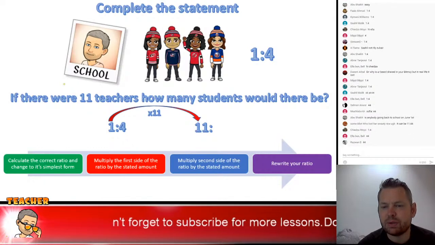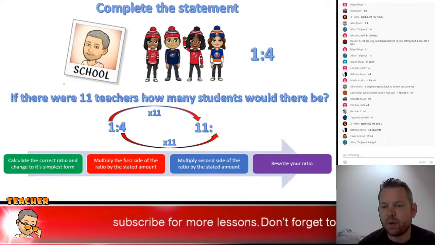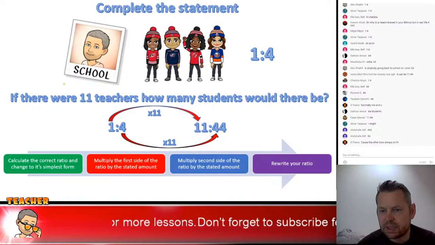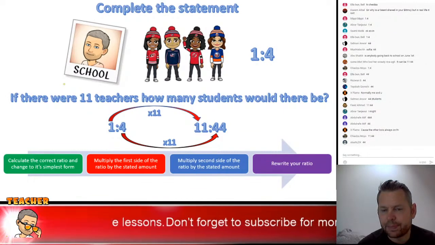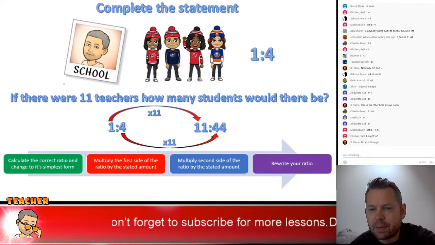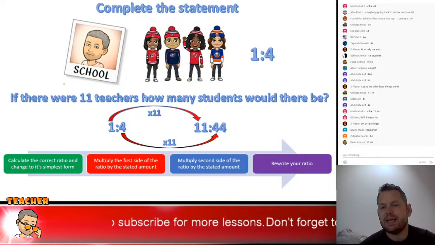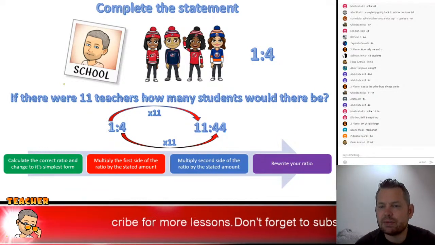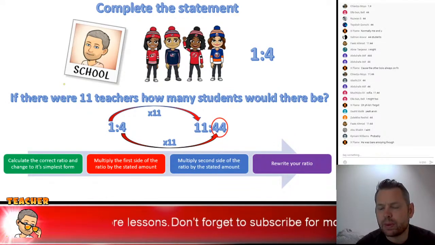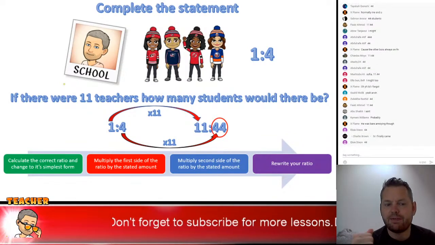And whatever we do to one side, we always do to the other. So we multiply our 4 by 11, and that would give us 44 pupils. So we now know, looking at our steps, that we've done the red step and the blue step, and our new ratio would be 11 to 44. Well, actually, the amount of pupils we have is 44. So if we had 11 teachers, we would have 44 students.